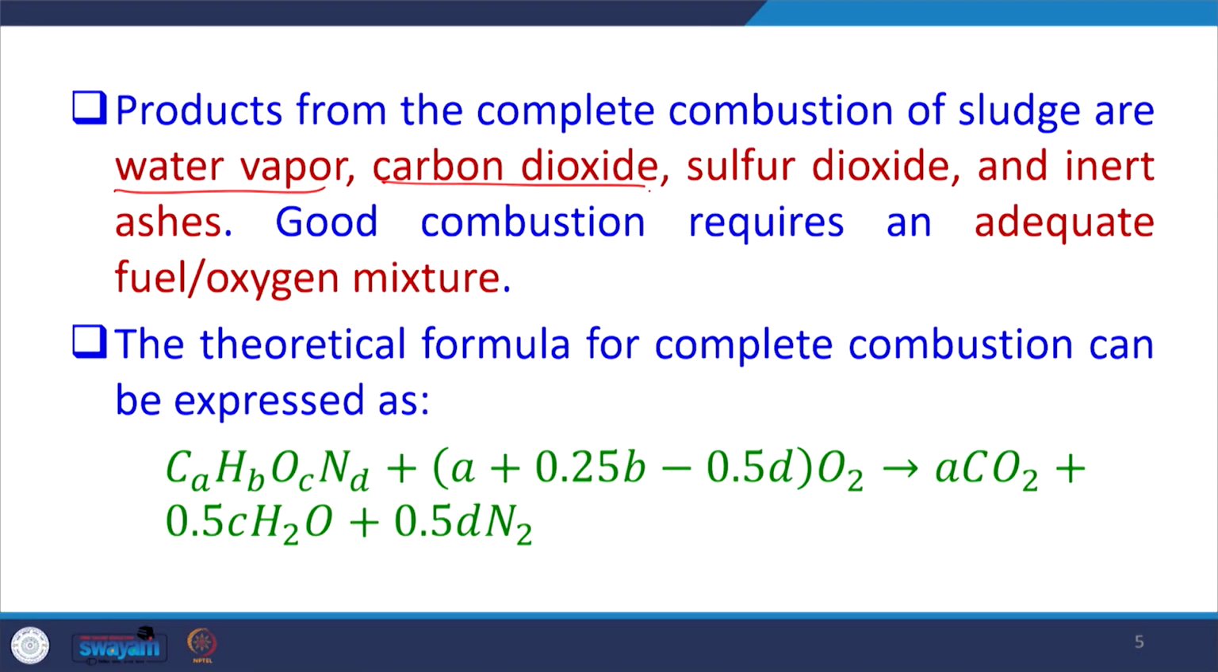Products from the complete combustion of the sludge are water vapor, carbon dioxide, sulfur dioxide and inert ashes. So, we also have to take care of the sulfur dioxide if it is coming in very high amounts. The theoretical formula for complete combustion can be expressed with respect to C, carbon, hydrogen, oxygen, nitrogen if they are present in the sludge. So, we can use this formula to convert that into CO2, H2O and nitrogen. Depending upon the values of A, B, C and D, different types of combustion are possible.